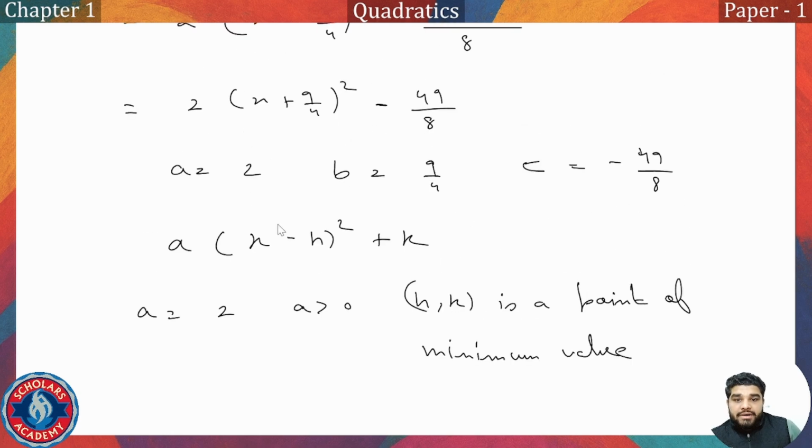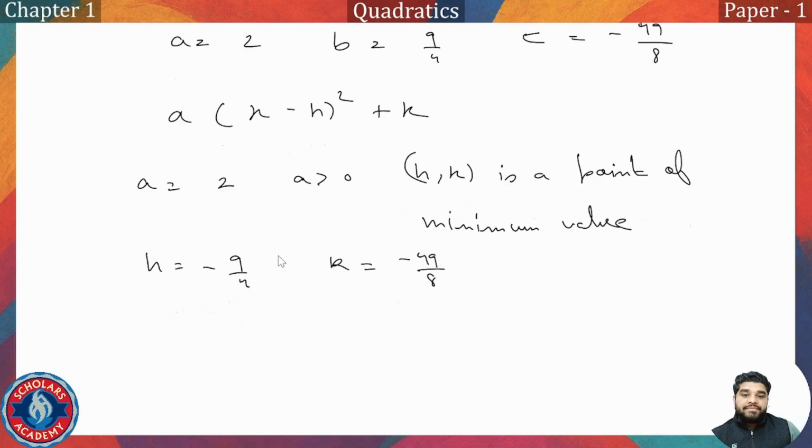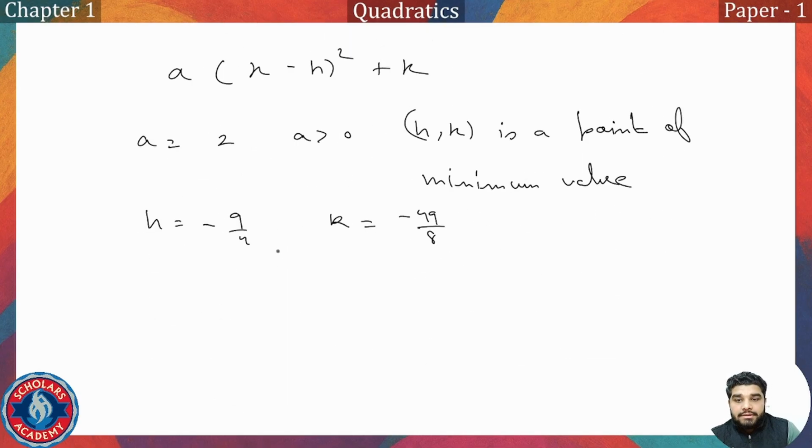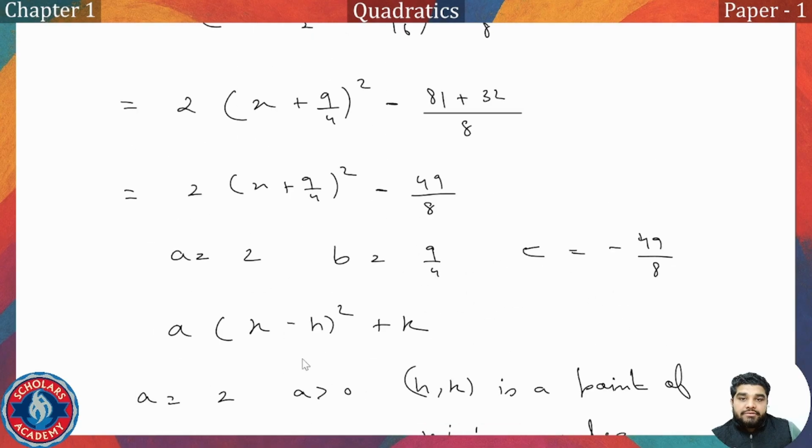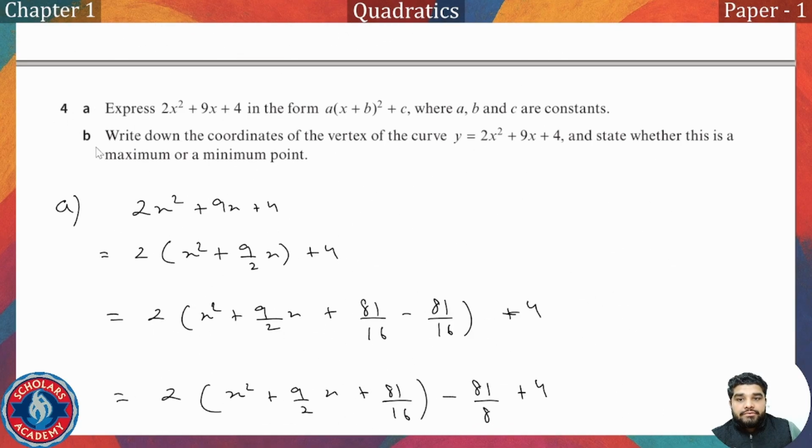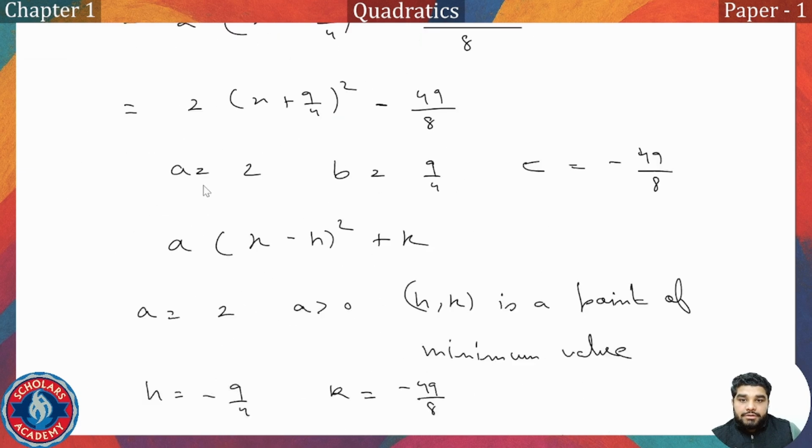Now if I compare, what I get is h is equal to negative 9 by 4 and k is equal to negative 49 by 8. So these are the values of h and k, and the coordinate will be negative 9 by 4, negative 49 by 8. This is the point of minimum value for this given equation. I hope it is clear. Let's move forward.